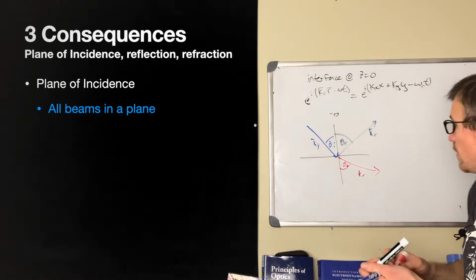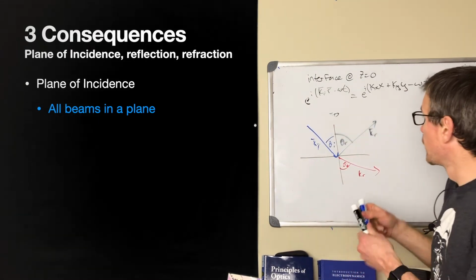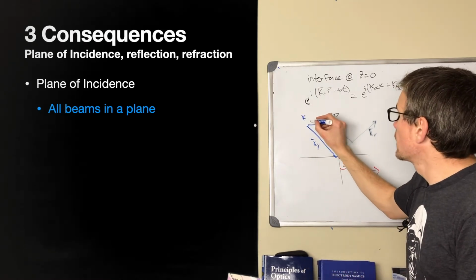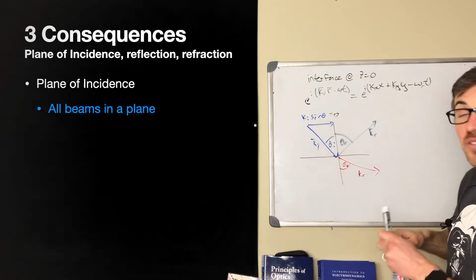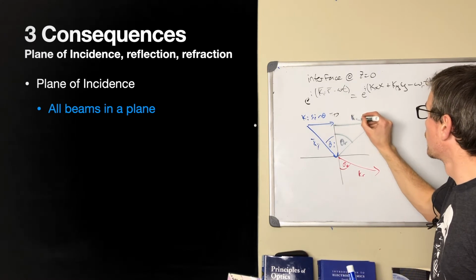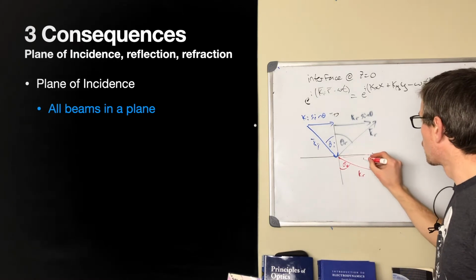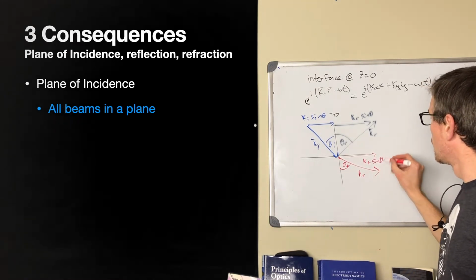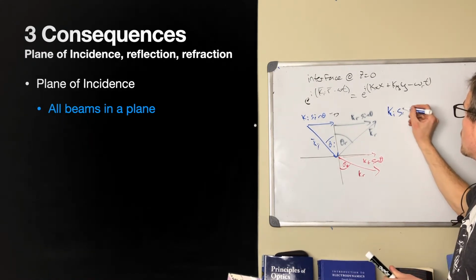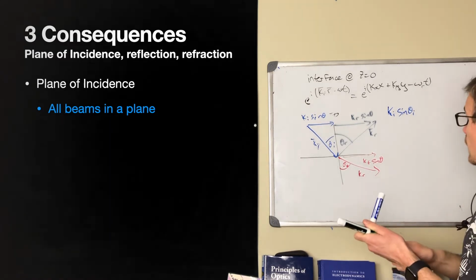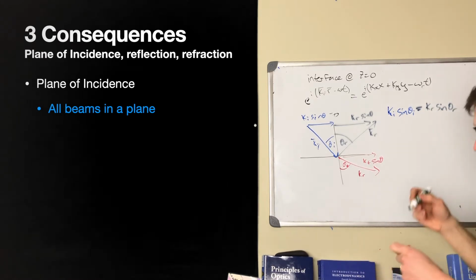We don't know anything about z. The z's can be different, but what we have before is that the xy components along the xy plane are the same. So I have k incident times sine theta, k reflected times sine theta, and k transmitted times sine theta. I have that k incident sine theta incident is equal to k reflected sine theta reflected.